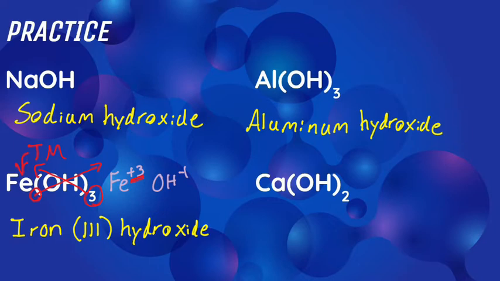All right, let's go ahead and take a look at our CaOH2. So our Ca being our calcium, and then our OH being our hydroxide. So calcium hydroxide. And that is going to be how we go from our formula to our name with bases.